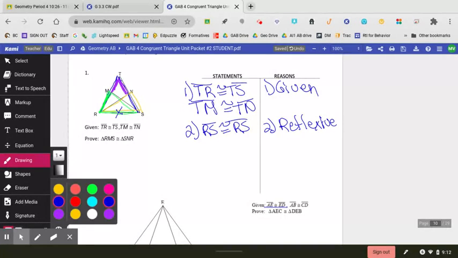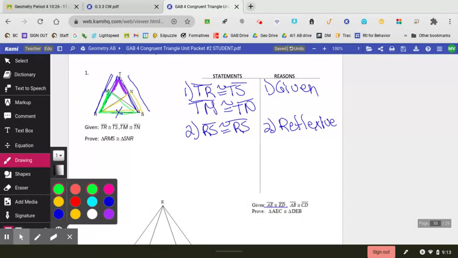So now when I'm trying to get that green and that yellow, I need to get something else. I need to get more sides, angles, whatever. So now I'm going to focus back on my givens. My first given is that TR is congruent to TS. Well, those are two sides in a triangle. And what do I know when two sides in a triangle are congruent? That the angles opposite them are congruent.